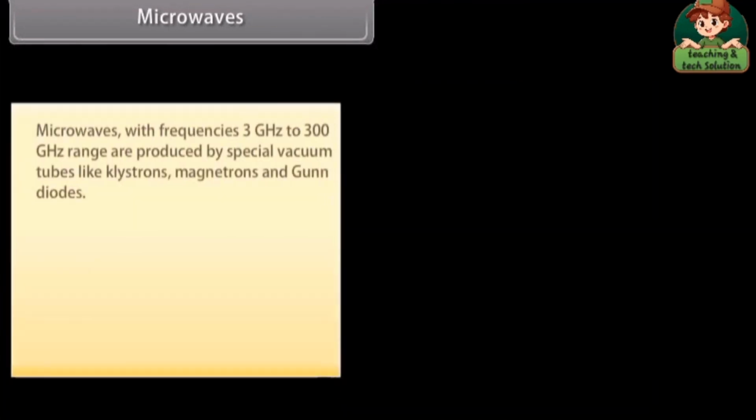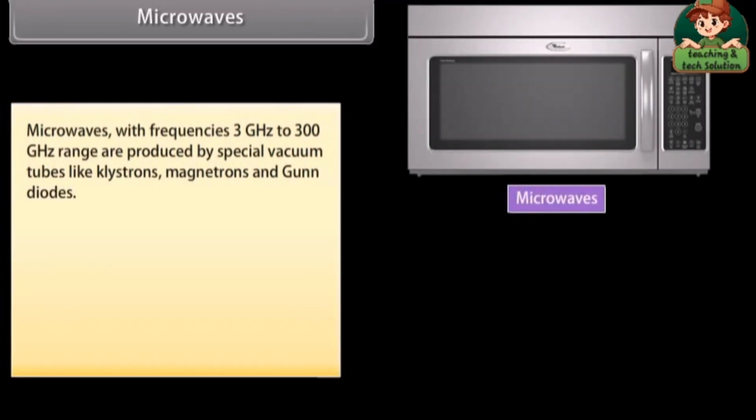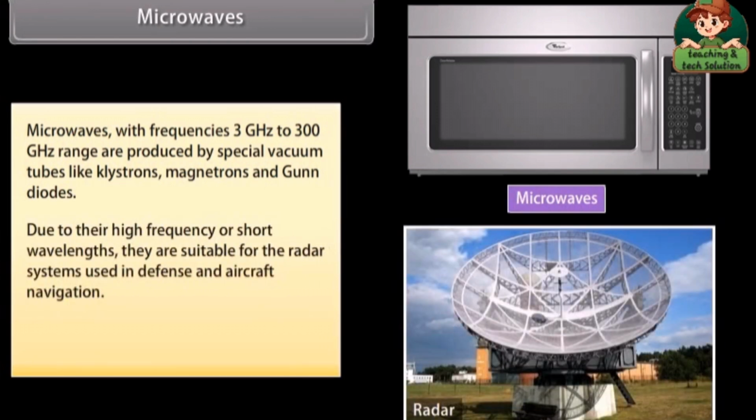Microwaves. Microwaves with frequencies in the 3 GHz to 300 GHz range are produced by special vacuum tubes like klystrons, magnetrons and gunn diodes. Due to their high frequency or short wavelengths, they are suitable for the radar systems used in defense and aircraft navigation. Microwave ovens are a domestic application of microwaves.